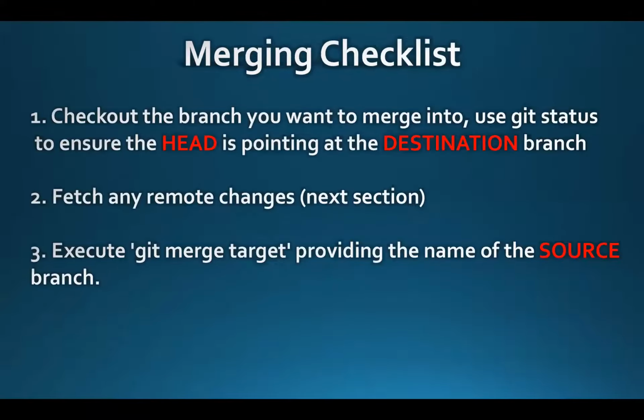So before we move on to a demonstration of some of these merge conflicts, there's a merge checklist. The first thing you want to do is check out the branch that you want to merge into. Use git status to ensure that HEAD is pointing at the destination branch. Fetch any remote changes. We'll talk about that in the next section. And then execute git merge target, providing the name of the source branch.